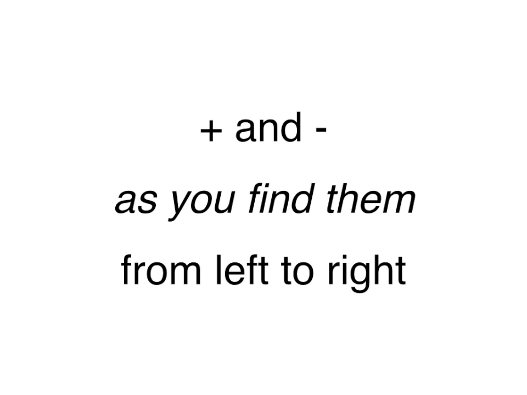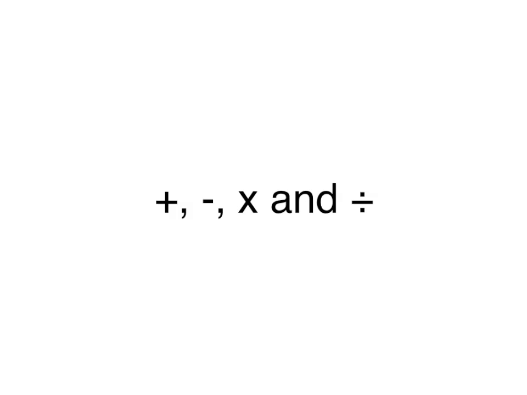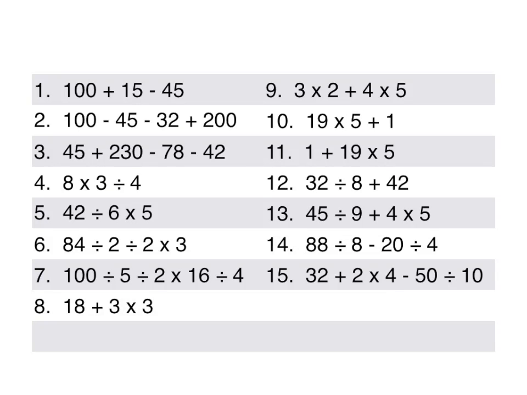So, as we saw in our examples, we add and subtract as we find them from left to right. You do not do all the adding first. We multiply and divide as we find them from left to right. Multiply and divide before you add and subtract. In this video, we're going to work on these 4 operations only. We're not going to do any parentheses or exponents. Here are the 15 examples that we're going to look at.